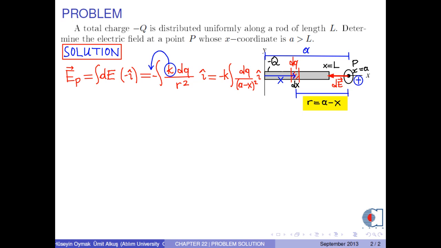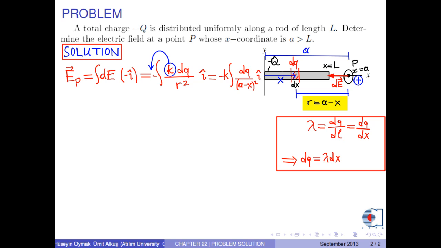In order to calculate the integral, we have to find an expression for dq in terms of x. Since the line charge density of the rod is dq over dl, where dl is now dx, we have dq equals lambda times dx. Also, since the charge is distributed uniformly, we have lambda as total charge Q over L. Here, we don't write negative Q; we insert the negativity of this charge to find the direction of the electric field. Therefore, dq becomes Q over L times dx.